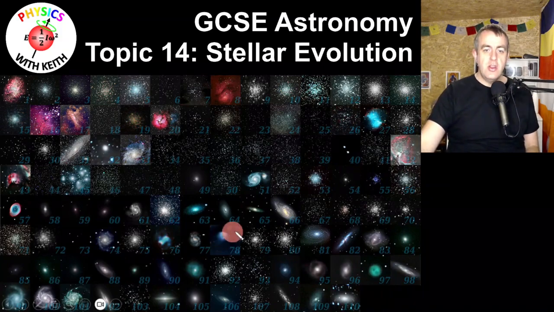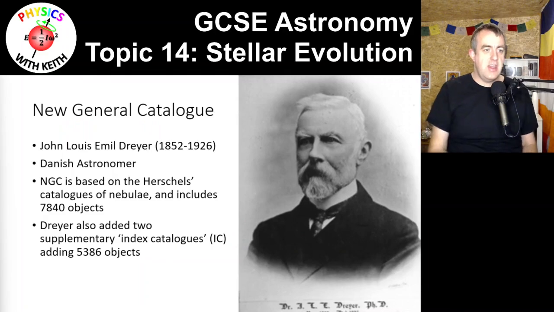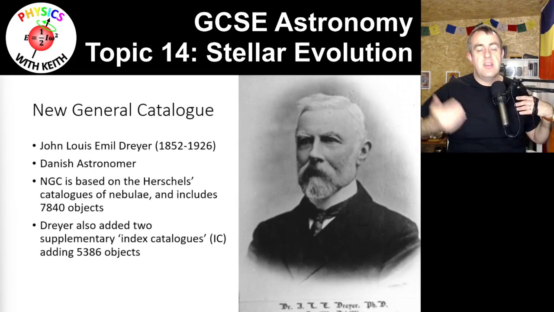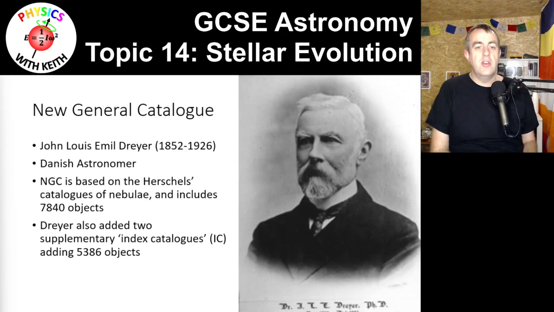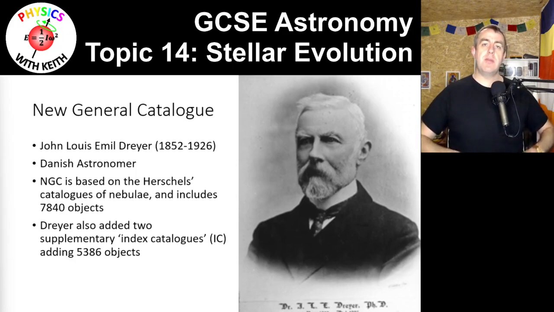Enter the New General Catalogue, the NGC. Thanks to John Dreyer. He was a Danish astronomer, and he started putting together other catalogues into a new catalogue that included a bit of everything. Well, everything, hopefully. So he started with the catalogue that had been put together by the Herschel family.